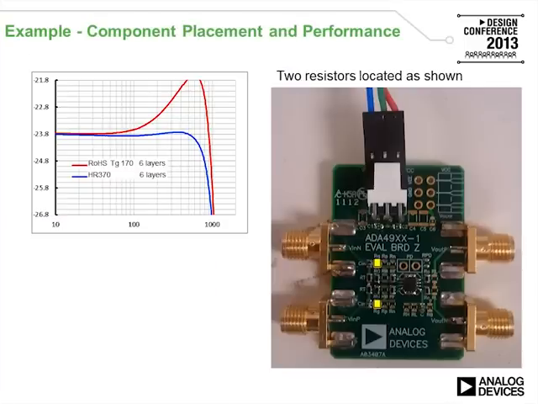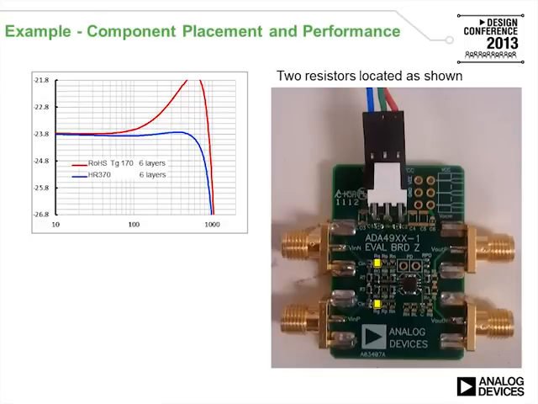Here's another example on that same board. There are two resistors located on the board, and they're shown in yellow. And there are two types of PC board materials used for this particular experiment. One of them is a TG170, and the other is a HR370. These boards are 6 layers. Notice the TG170 has a larger overshoot than the HR370.